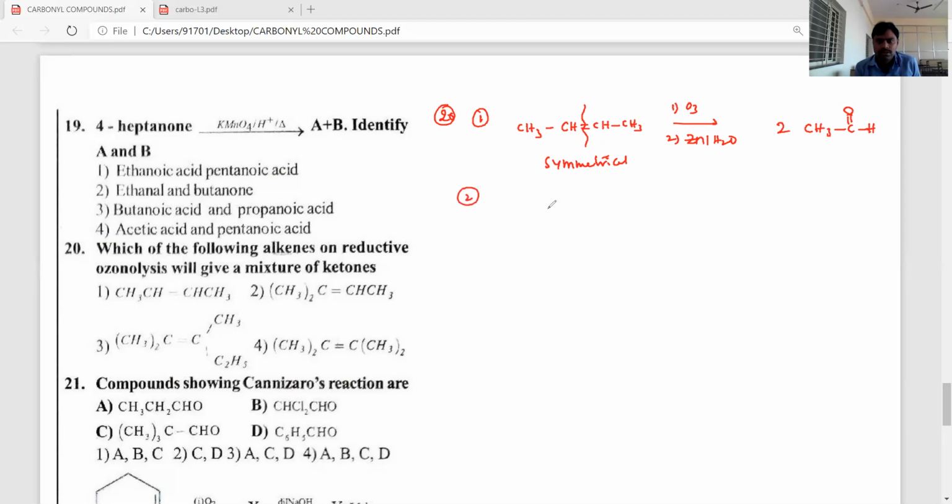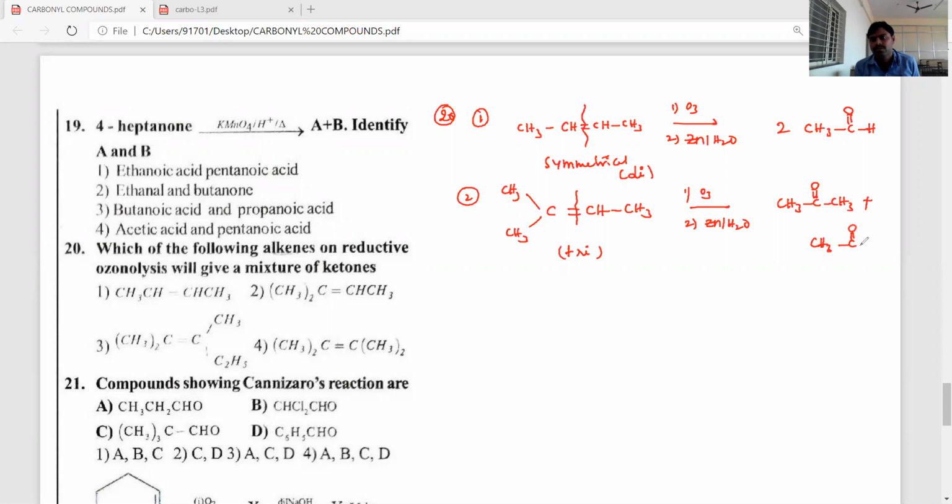Let's see the second one: CH with CH3 and here 2 methyls. It is trisubstituted. Then the double bond will be oxidized by ozonolysis followed by reductive hydrolysis. The two substituents present on one sp2 carbon are converted into a ketone, CH3 C double bond O CH3, and the other becomes an aldehyde, CH3 C double bond OH. Now one ketone, acetone, and one aldehyde are formed. But we want a mixture of ketones.